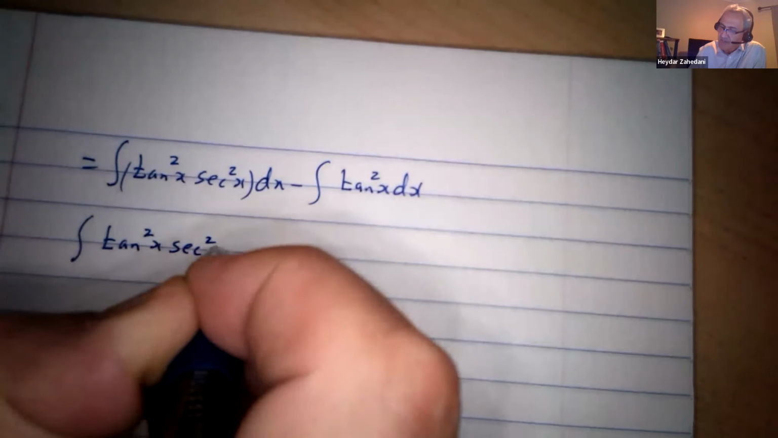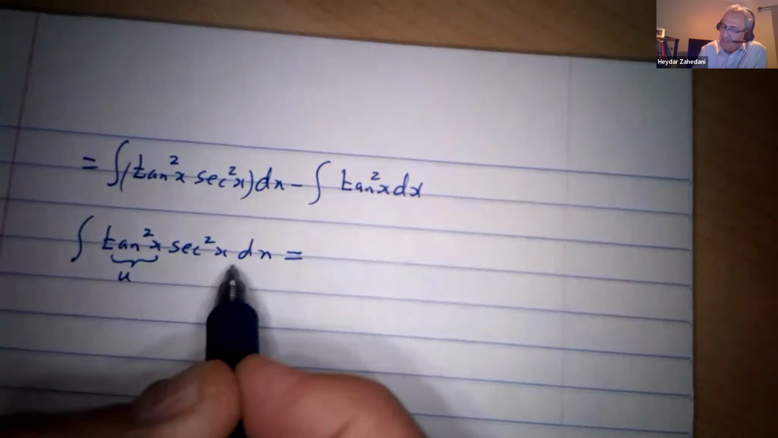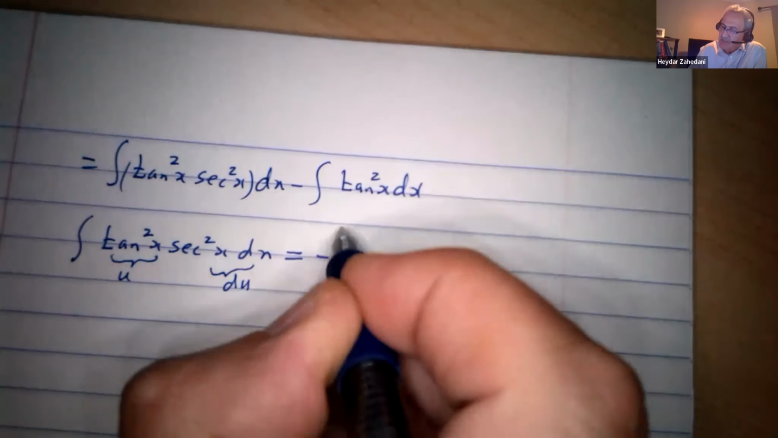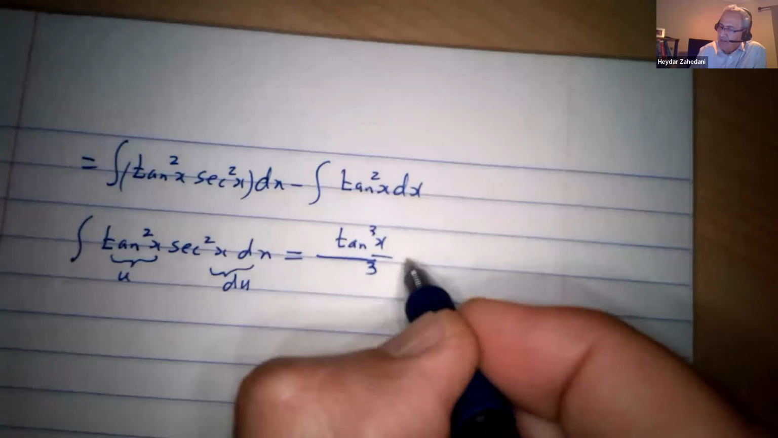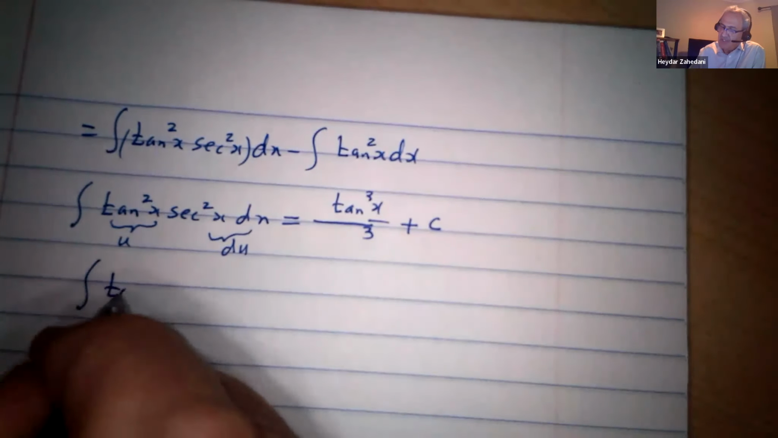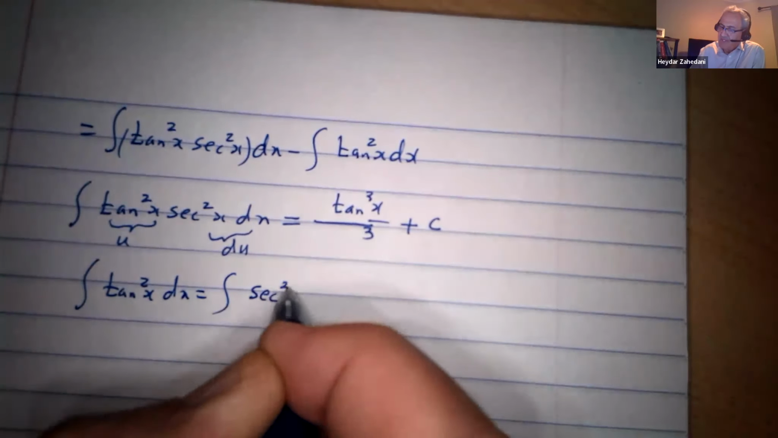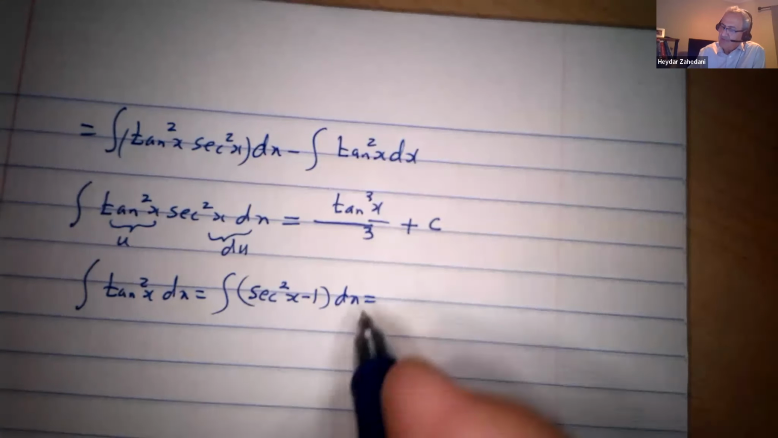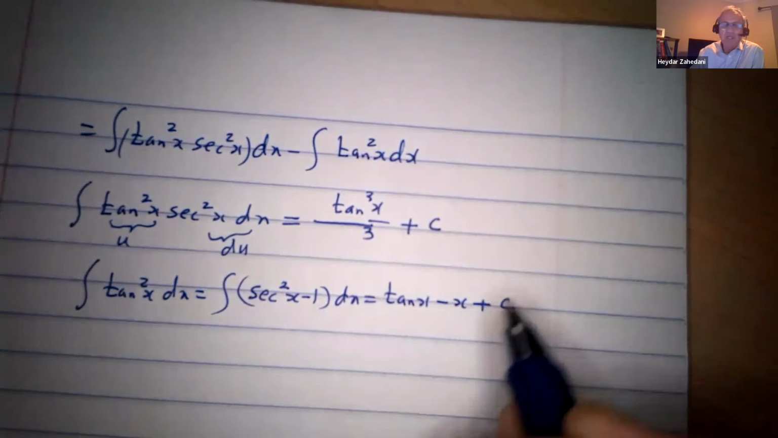Okay, it's just the standard formula that we talk about. Because this is going to be u, and this is going to be your du. So it's going to be u to the third over 3, tangent to the third over 3. Okay, if you like, plus the constant c. Or the tangent squared, you have to change it. Change it to the secant square of x minus 1. We did it before. Integral of a secant square would be tangent. Integral of 1 is x plus the constant c again.